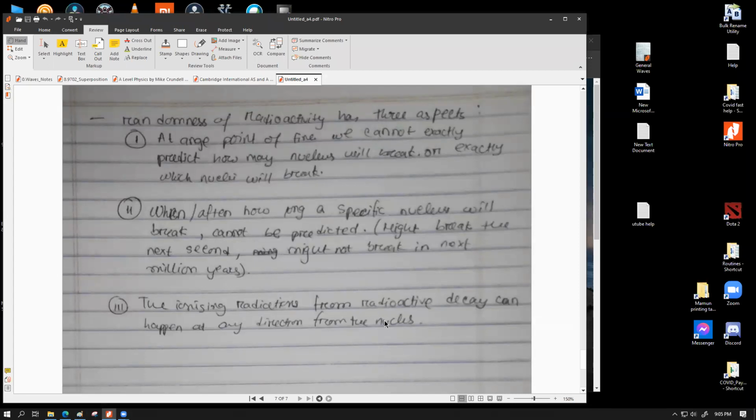So understand the difference between number 1 and 2. Number 1 is that the number of decays over a fixed duration of time cannot be predicted, nor can exactly which nuclei will decay. Whereas number 2 says that for one specific unstable nucleus, when or after how long it will break down cannot be predicted beforehand either. So these two are a bit different. One applies to the total number of decays over a duration of time. The other deals with the time required for exactly one specific atom or nucleus to break down. So they are a bit different, so don't mess this up.